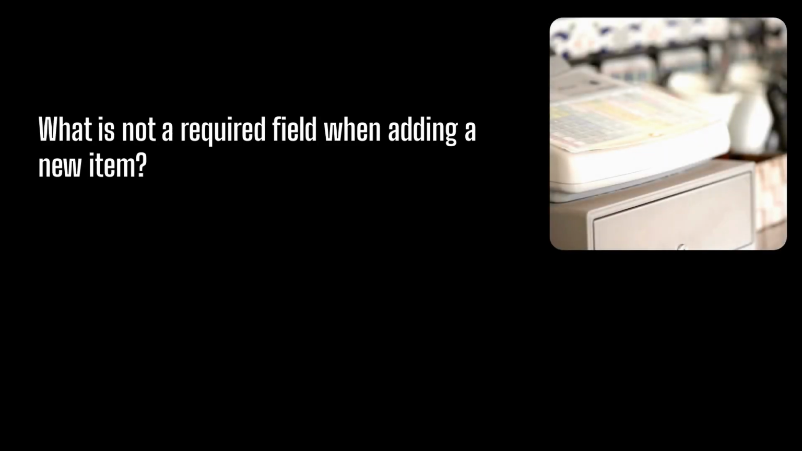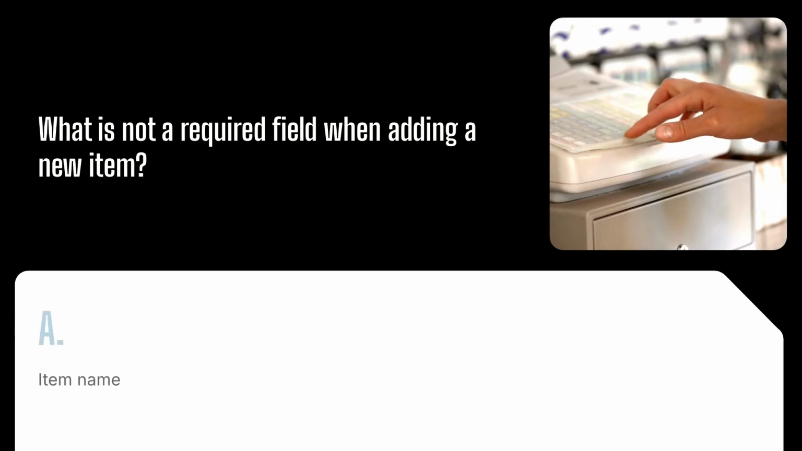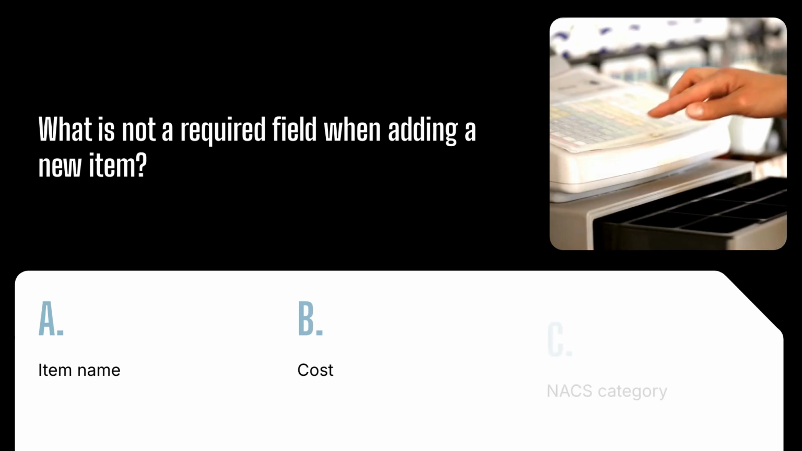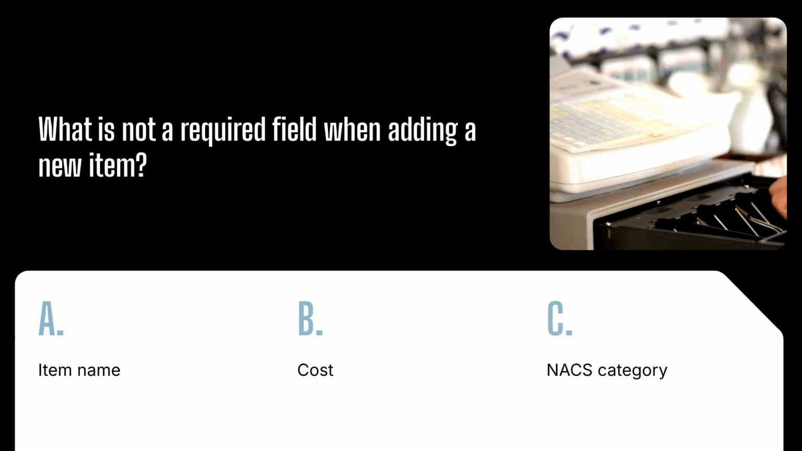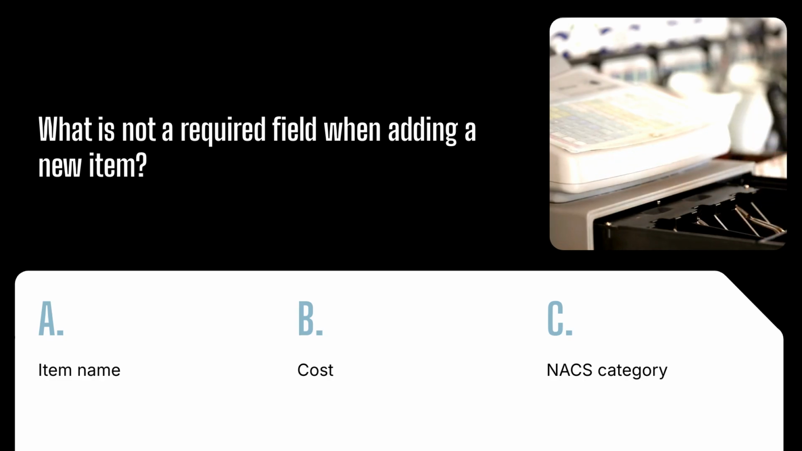Time for a knowledge check. What is not a required field when adding a new item? A, B, or C? C, NACS category is the correct answer. Well done!